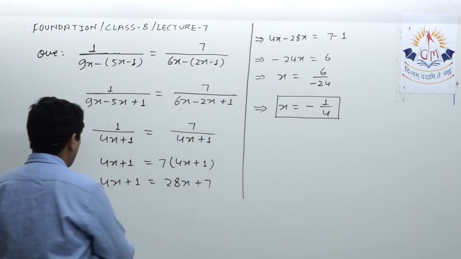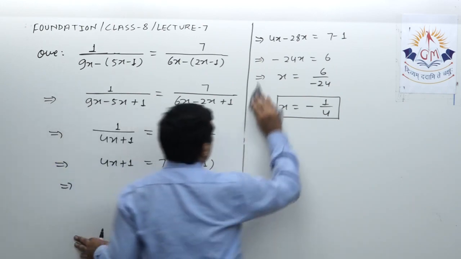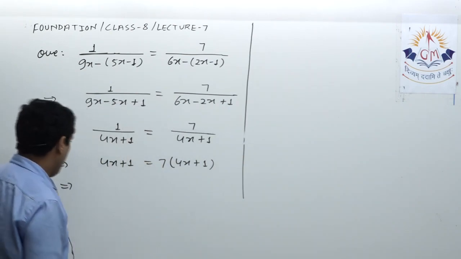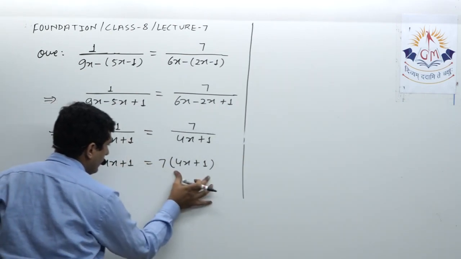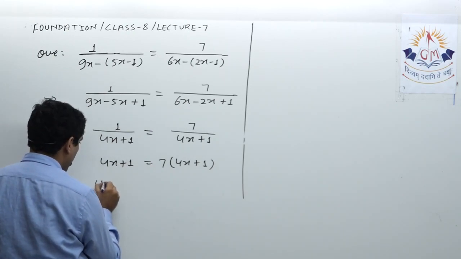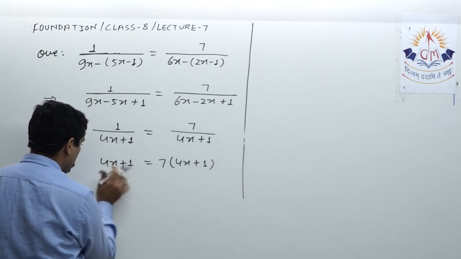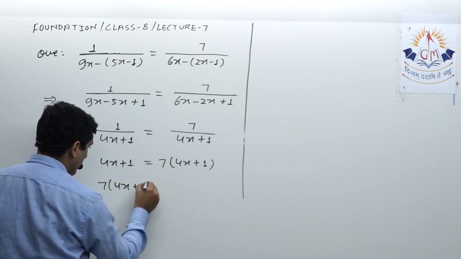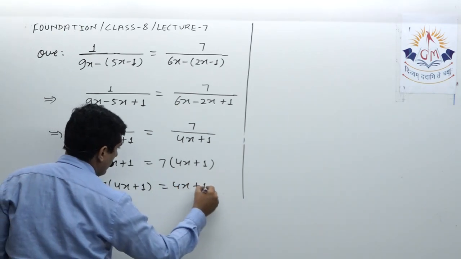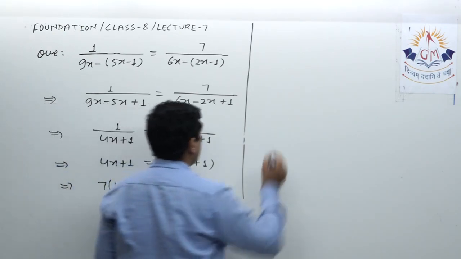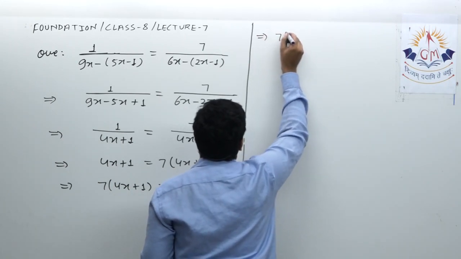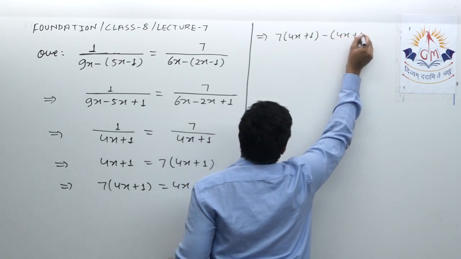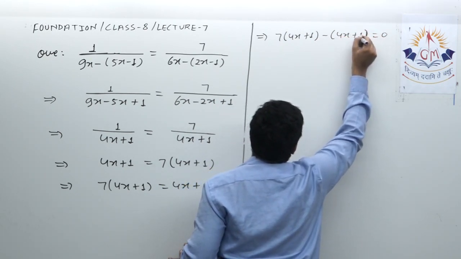Okay, so see, up to this point it will remain as it is. Now see, this is 4x plus 1, this is also 4x plus 1. So if I write this, 4x plus 1 is equal to 7 into 4x plus 1, okay, I simply interchange their positions. Now 7 into (4x plus 1) minus (4x plus 1) is equal to 0, isn't it?